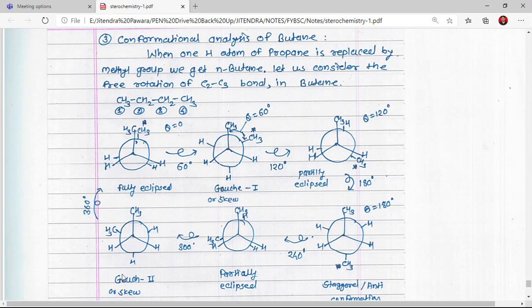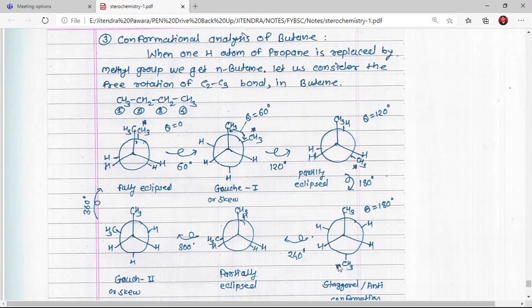Now again, when you rotate the back carbon by 60 degrees, this CH3 group will come here, and you will get the most stable conformation of butane, that is the staggered conformation, also called anti-periplanar, because both the groups are anti. That is what is called anti-periplanar.